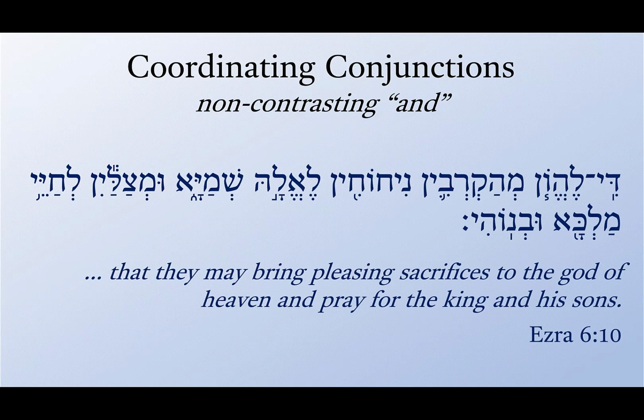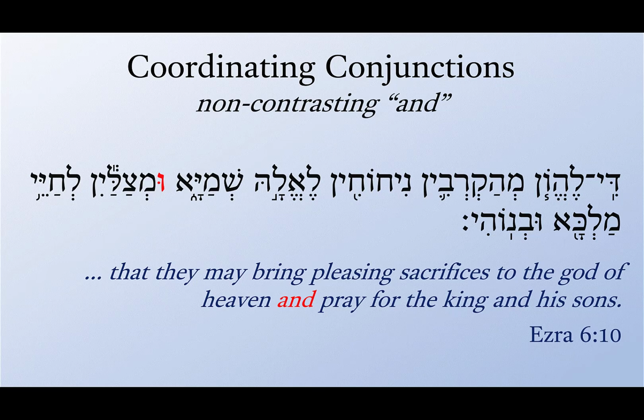Here's an example in Ezra 6:10: "that they may bring pleasing sacrifices to the God of heaven and pray for the king and his sons." And that "and" is expressed right after the atnach. And we see in this case it has the shureq vav form because it not only comes before a mem, but also a vocal shva, just as in Hebrew. So "and," the non-contrasting idea that we often see with vav in Hebrew, we also see with vav in Aramaic.